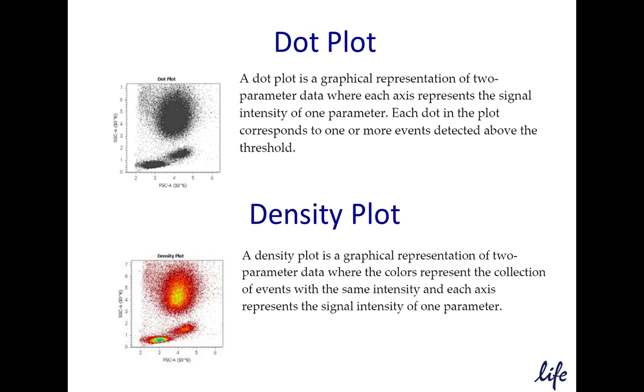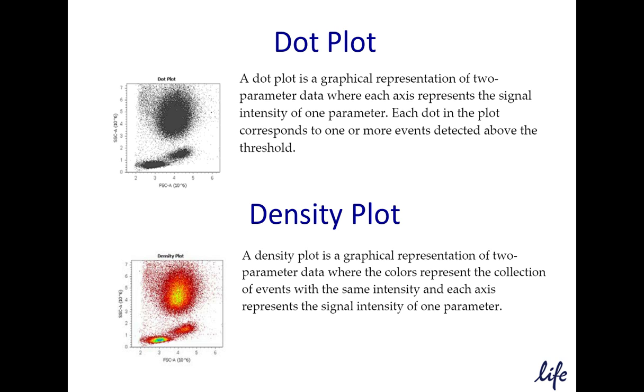So a dot plot is a graphical representation of two parameter data where each axis represents the signal intensity of one parameter. Each dot in the dot plot corresponds to one event detected above the threshold. A density plot is very similar, in that it's a graphical representation of two parameter data where the colors represent the collection of events with the same intensity, and each axis represents the signal intensity of one parameter.